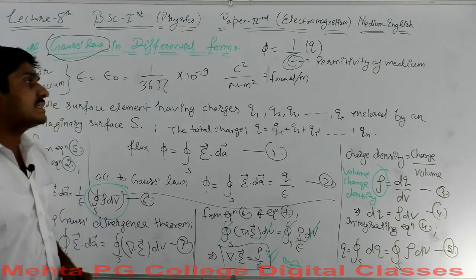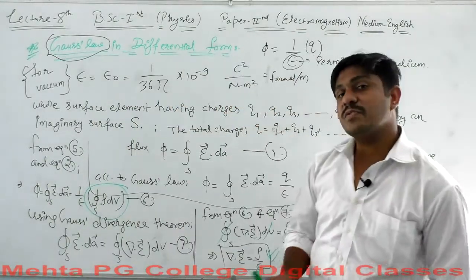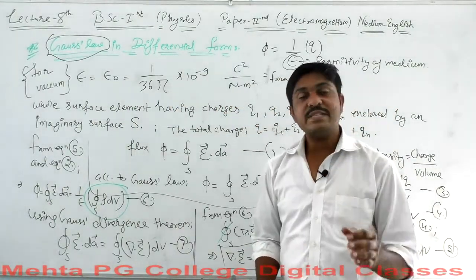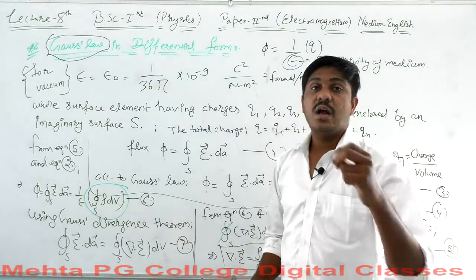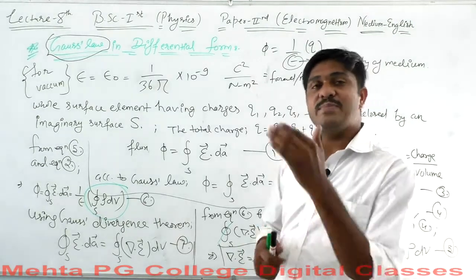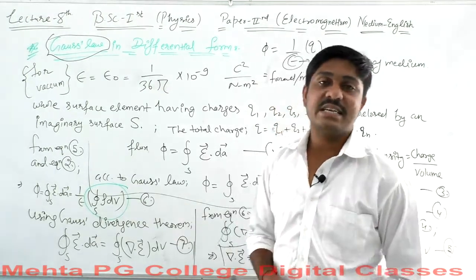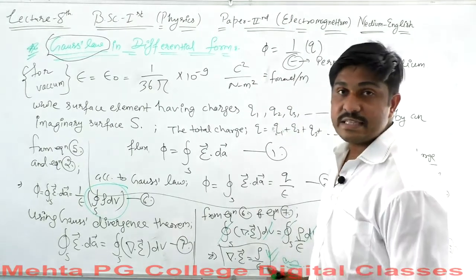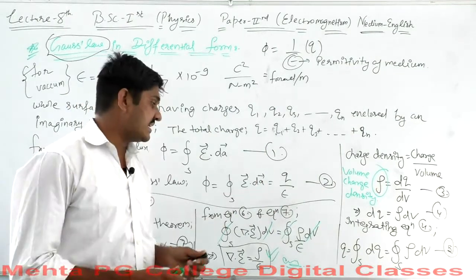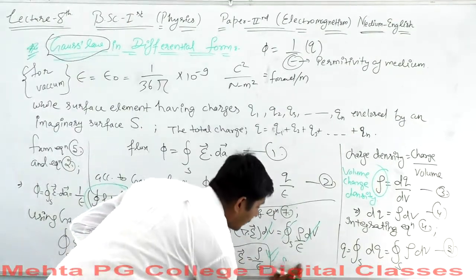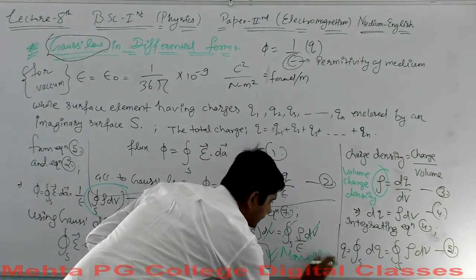How will you state this result? This result is stated as Gauss's law in differential form. In the differential form of Gauss's law, we define the divergence of electric field intensity to be equal to 1 over epsilon times the volume charge density rho. This is one of the Maxwell equations.